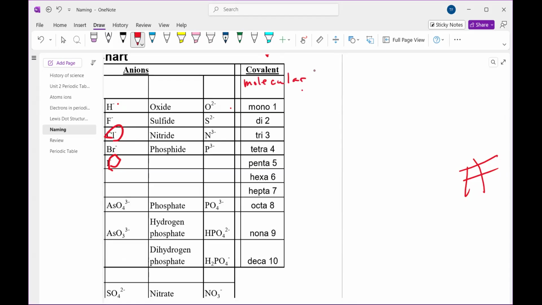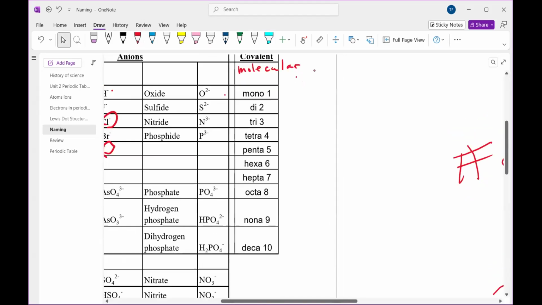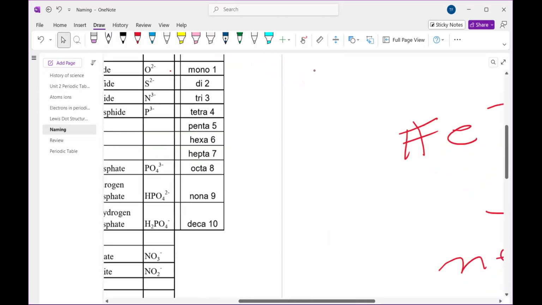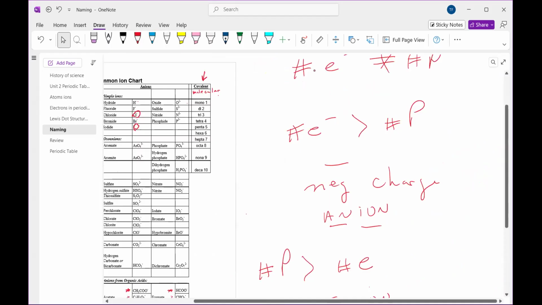Like in your dry lab, they call it molecular. Okay, so we're going to talk about covalent molecules first, and how to name them. Now, this mono, di, tri, tetra, etc. You're going to use that to say how many atoms of each element are in a particular formula. So let me show you what that is all about.